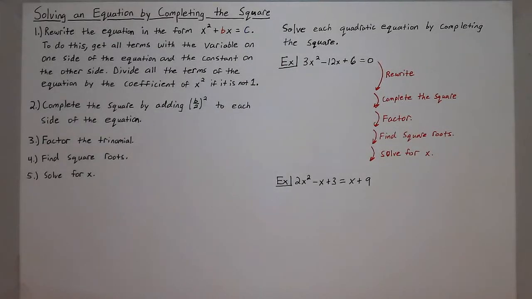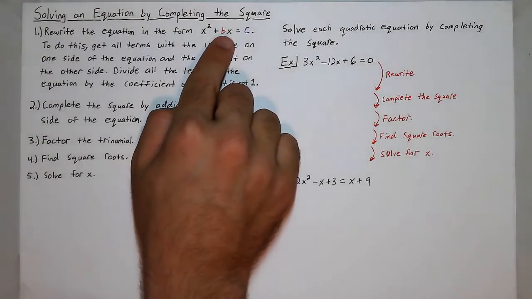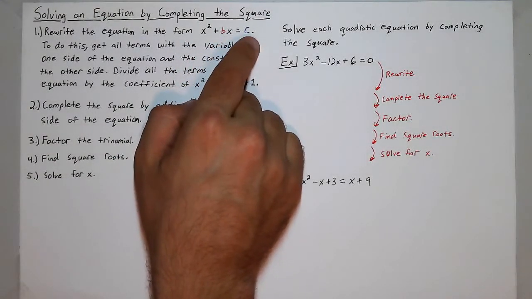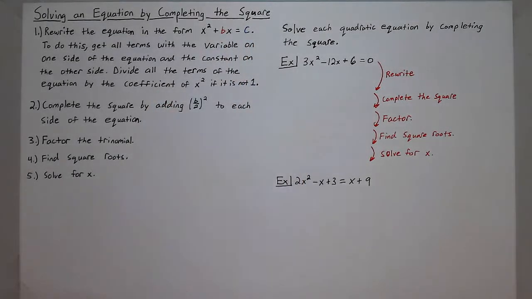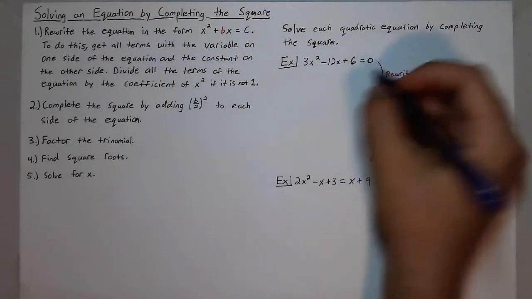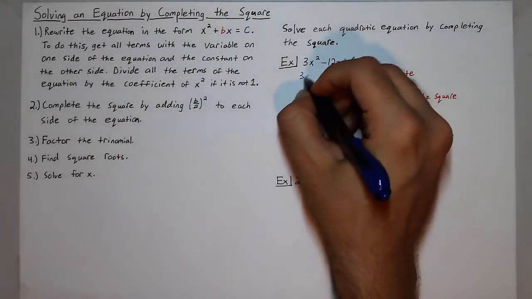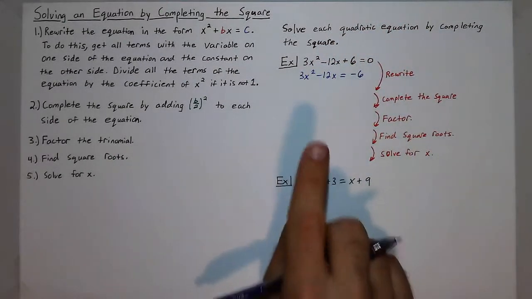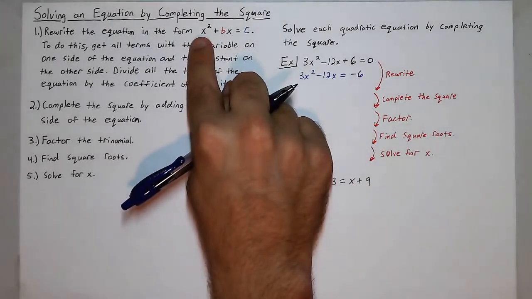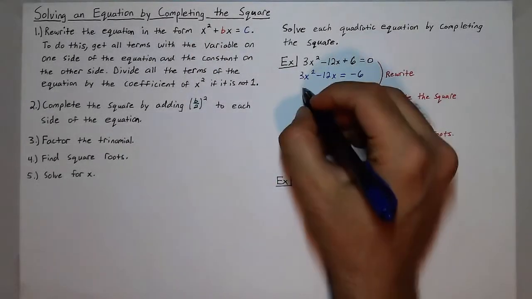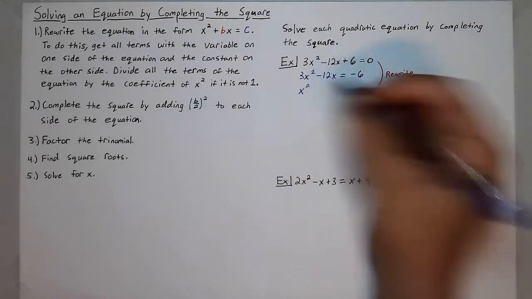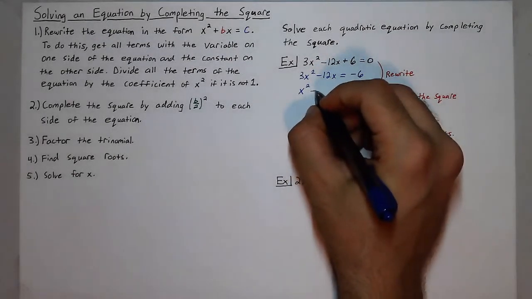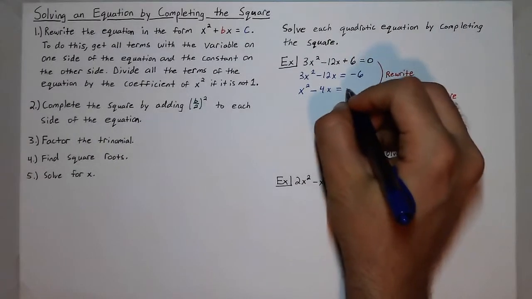So first, we want to rewrite this equation so that it has the form x squared plus bx equals c, or some sort of constant. So if I see here, I have 3x squared minus 12x plus 6. If I subtract 6, I'll get 3x squared minus 12x equals negative 6. But I want this to be just a 1x squared, so I'll divide everything by 3 as well. Give me x squared minus 4x equals negative 2.